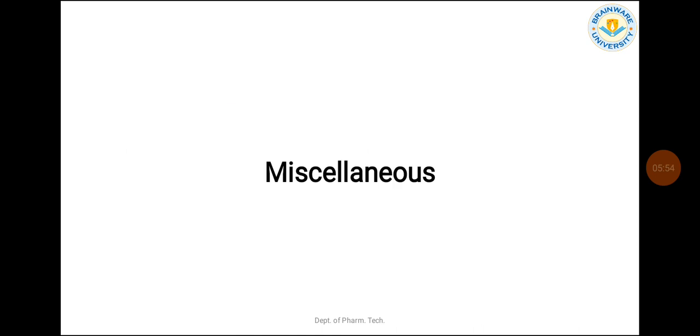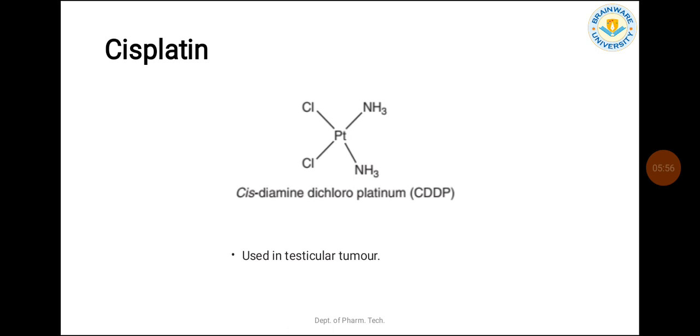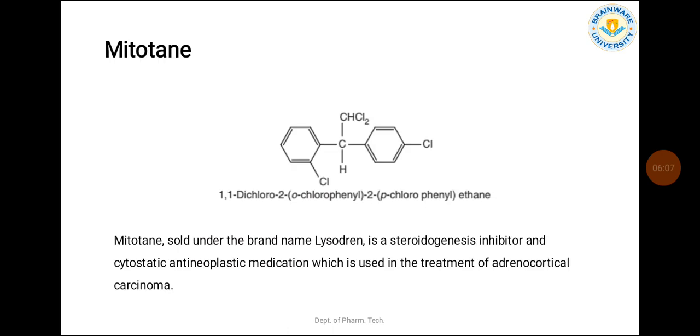Now coming to the miscellaneous category, where cisplatin contains platinum, amino groups and chlorine. Cis-diamminedichloroplatinum is the name, used in testicular cancer. Mitotane is one of the drugs: 1,1-dichloro-2-(2-chlorophenyl)-2-(4-chlorophenyl)ethane. Two phenyl groups and two chlorine groups are there, with CHCl2 and CH present. Mitotane, sold under the brand name Lysodren, is a steroidogenesis inhibitor.